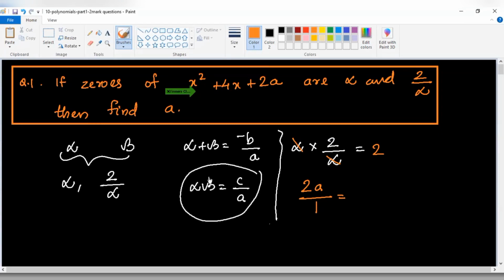The product of two zeros is c by a. In the question, the zeros are given as alpha and 2 by alpha. When we multiply them, we get 2. And from this polynomial, in place of c we have 2a, and in place of a we have 1. So 2a by 1 is equal to 2. That means a is equal to 1.